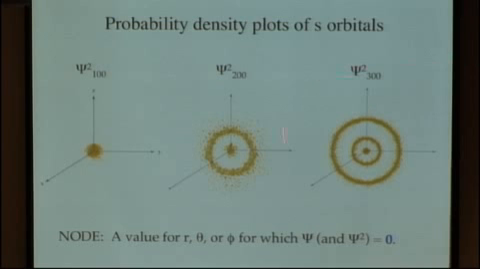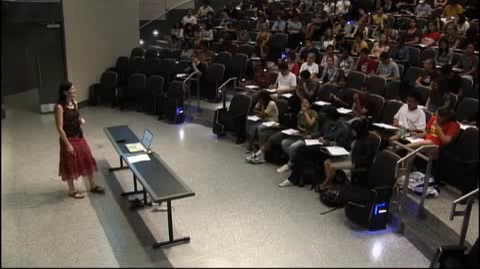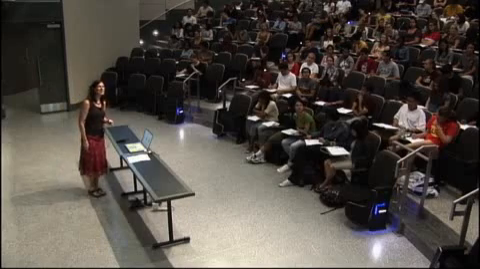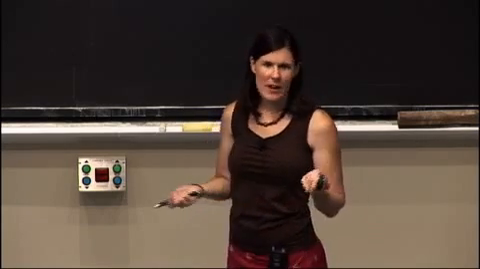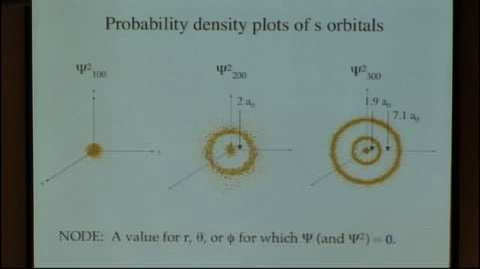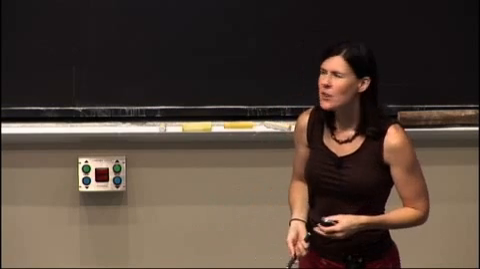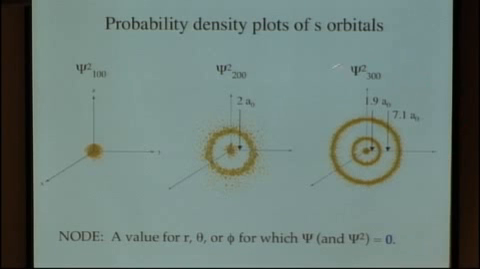And then, for example, how many nodes do we have in the 3s orbital? 2. That's correct. So we have 2 nodes in the 3s orbital. We can actually specify where those nodes are, which is written on your notes. For the 2s orbital, at 2a0, so it's just 2 times that constant a0, which is the Bohr radius. And for the 3s, we have 1 at 1.9 a0 and 1 at 7.1 a0.